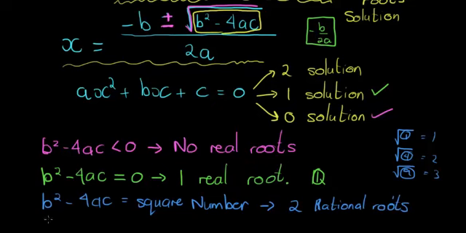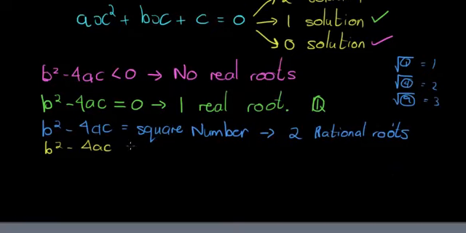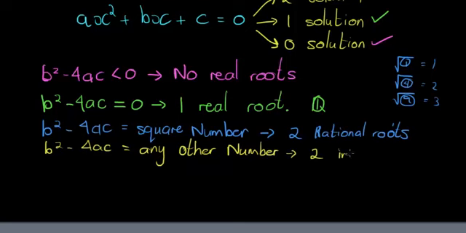And finally, if b² - 4ac is any other number, I will have two irrational roots.